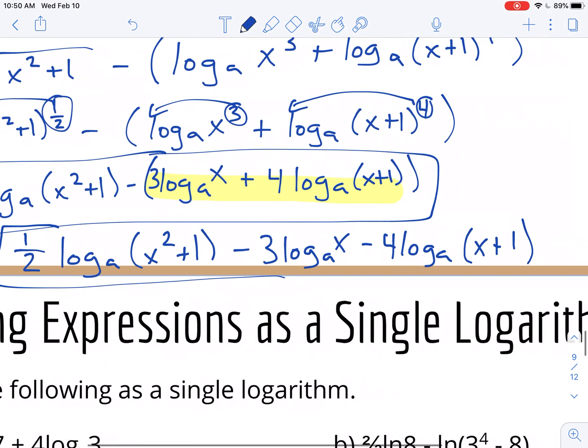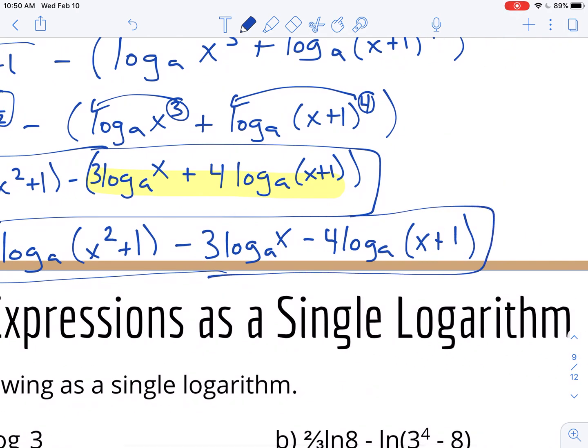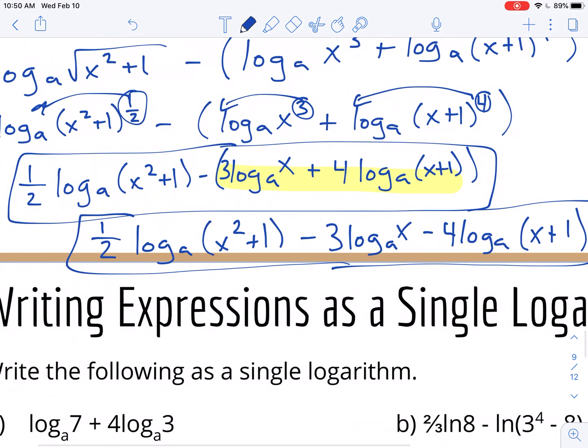Technically speaking, the book has this as the correct answer, but what is above it is also the correct answer as well. I've still clearly defined that 3 log base a of x minus 4 log base a of x plus 1 means I've got x cubed times x plus 1 to the 4th power in the denominator of this singular logarithm. So either one of those answers is acceptable.